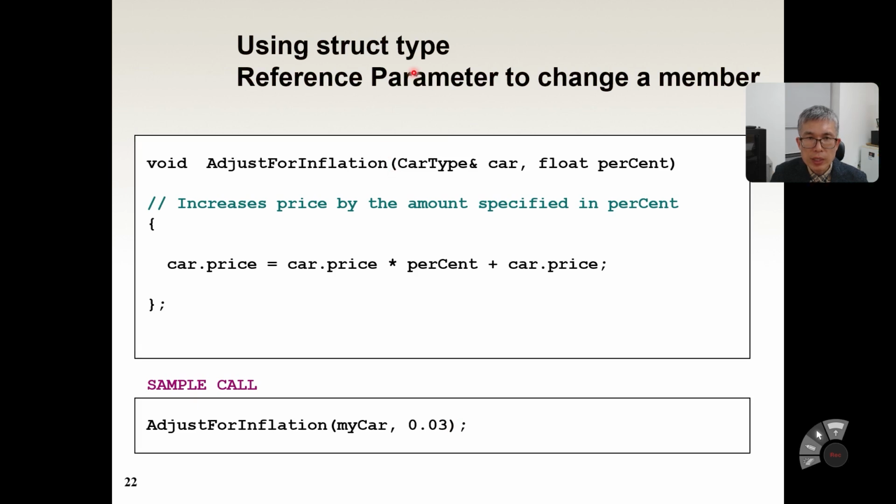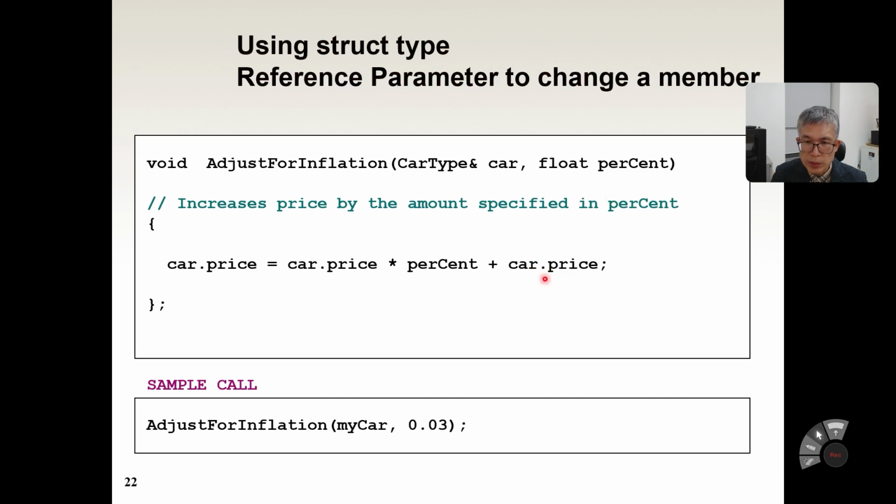Here we use a struct type reference parameter, a new feature of C++, to change the member value. So, adjust for inflation, with a car type car and a percent parameter. This function increases the price by the amount specified in percent. The car's member variable price is multiplied by this percent parameter.